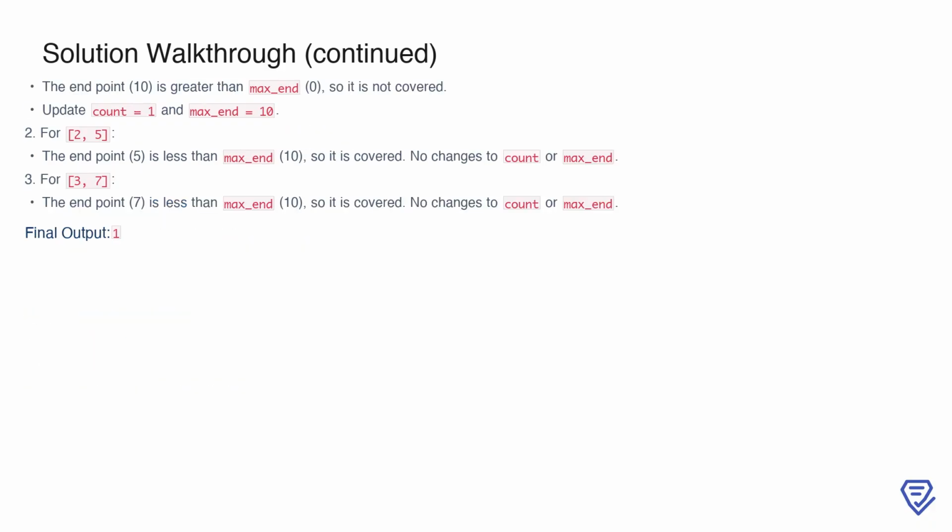Next, for the interval [2, 5], its endpoint, 5, is less than max_end, which is now 10. This indicates that [2, 5] is covered by [1, 10]. Therefore, we make no changes to count or max_end. Similarly, for the interval [3, 7], its endpoint, 7, is also less than max_end, which is still 10. This means [3, 7] is also covered. Again, no changes are made to count or max_end. At the end of this process, only one interval, [1, 10], is non-covered, so the final output is 1.